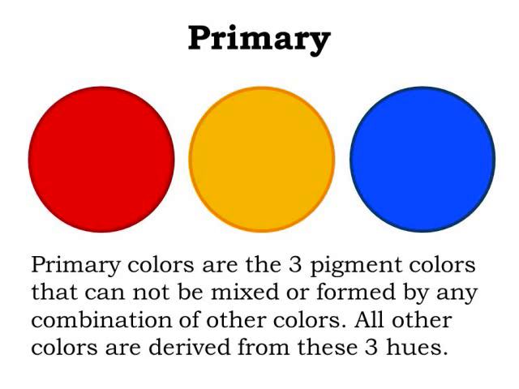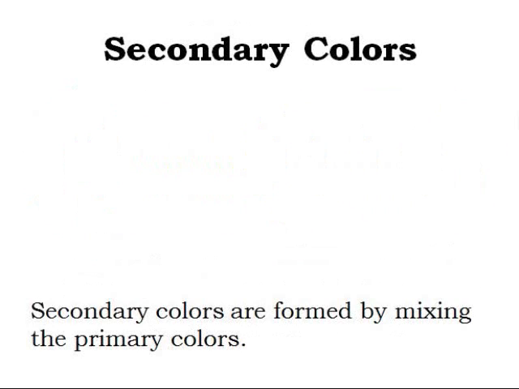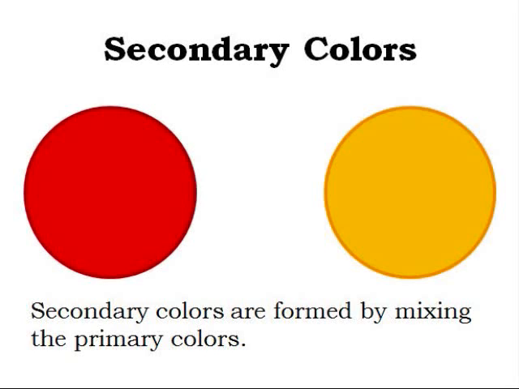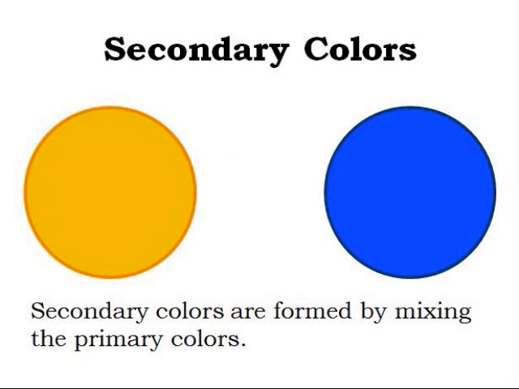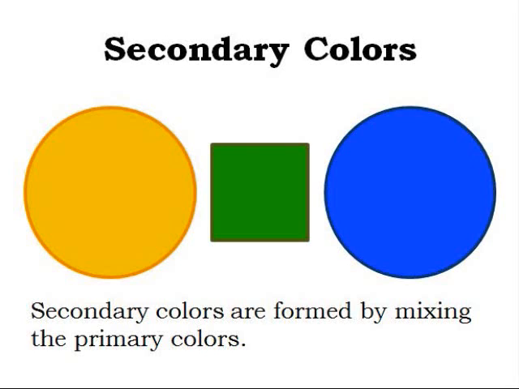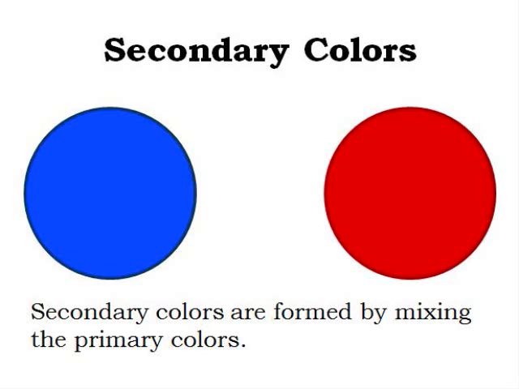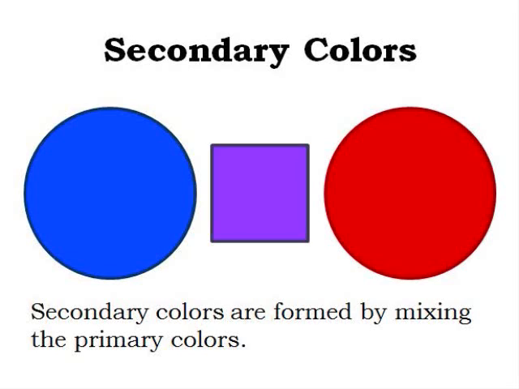The next color set we will be looking at are secondary colors. These are formed by mixing the primary colors. If we mix red and yellow, what color will we get? Orange. If we mix yellow and blue, what color will we get? Green. If we mix blue and red, what color will we get? Purple. The three secondary colors are orange, green, and purple.